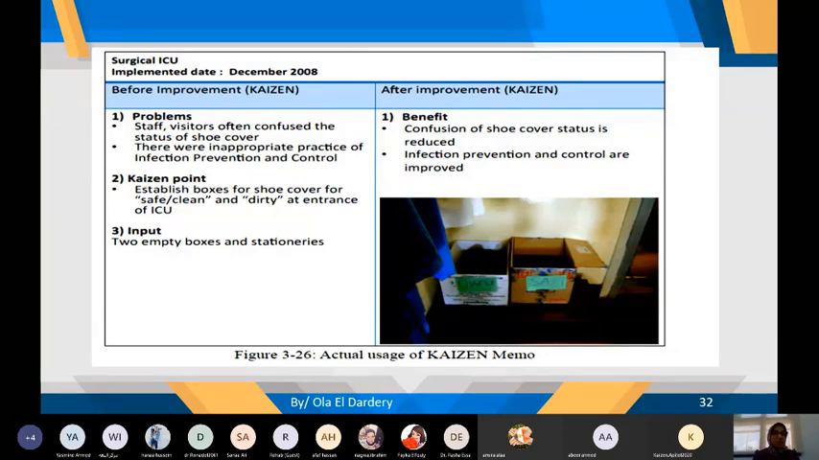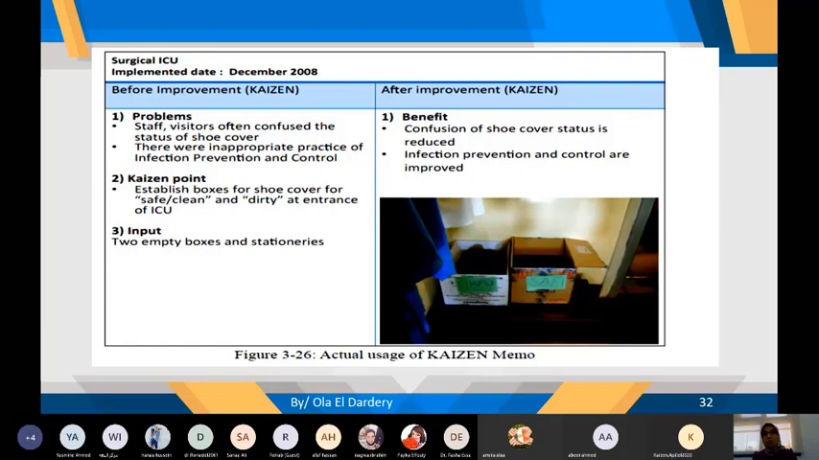So the input is that they have 2 empty boxes and stationery. This is a simple issue. They just want to fix a huge problem of contamination in the ICU unit. And to prevent this issue was simply by putting 2 boxes, one for the clean shoes, one for the dirty ones. And after the Kaizen, the benefit was that the confusion of shoe cover status is reduced.